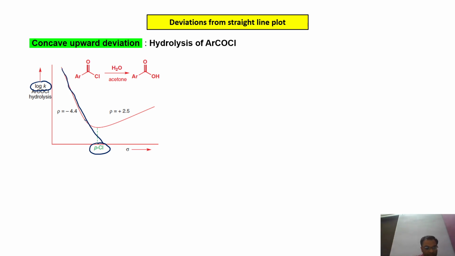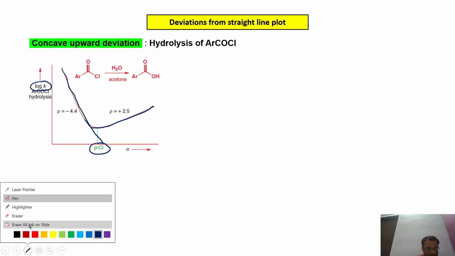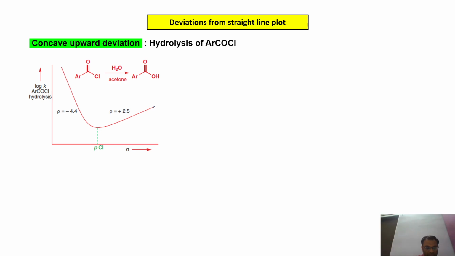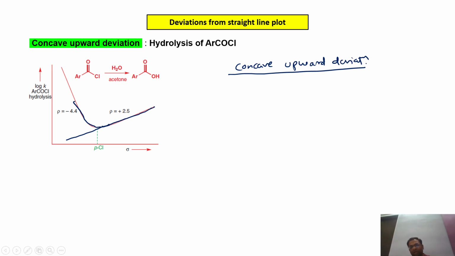But this straight line is showing a concave upward deviation. As we move from this to this, we are expecting a straight line relationship, but in this reaction there is a deviation from the straight line, and we have a concave upward deviation as we move from the strong electron withdrawing group to the strong electron donating group, or vice versa.